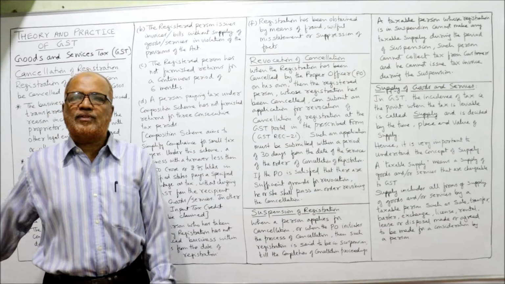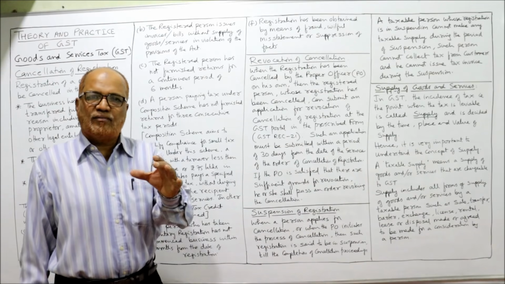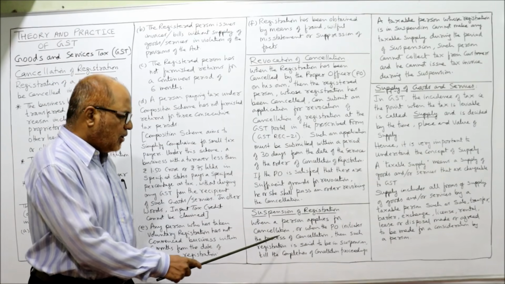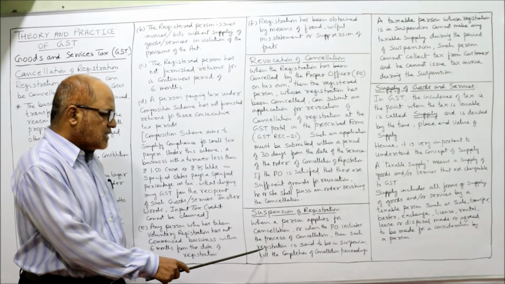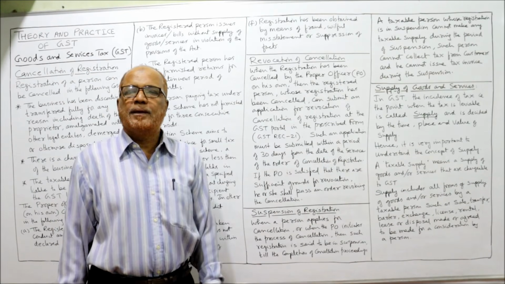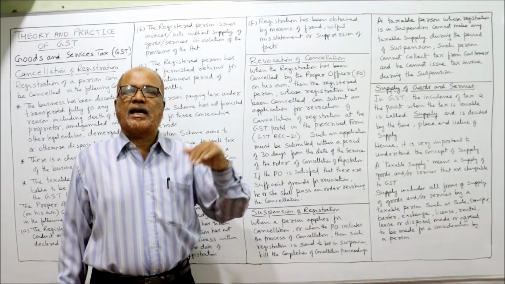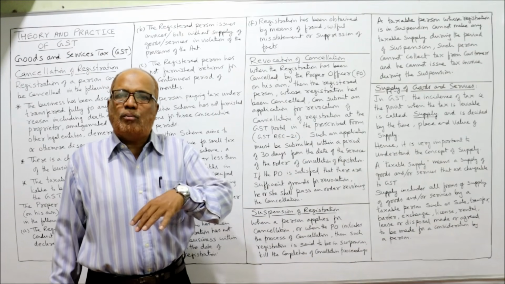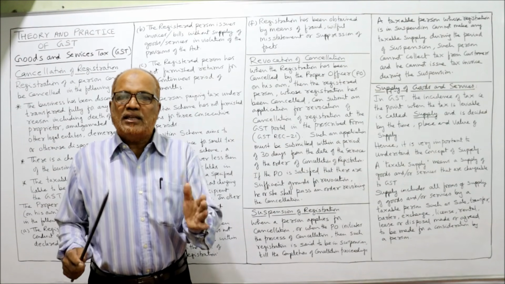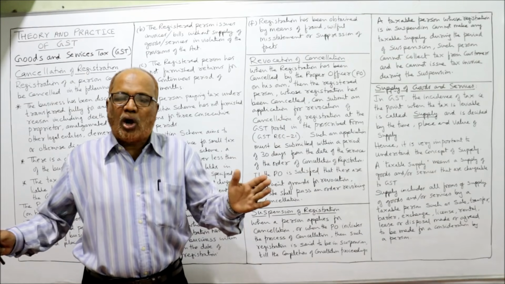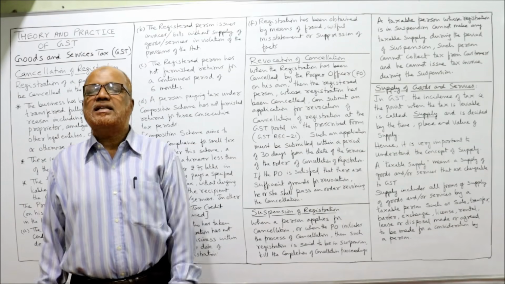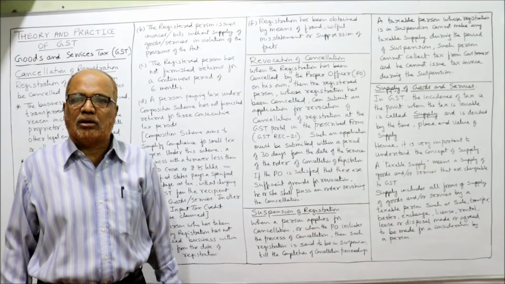Now, suspension of registration. Suspension for a time period. When a person applies for cancellation, or when the PO initiates the process of cancellation, such registration is said to be in suspension till the completion of the cancellation proceedings. So if a person has applied for cancellation of his registration, or suo motu the proper officer has initiated the cancellation, then till the cancellation proceedings are completed, the registration is said to be under suspension.